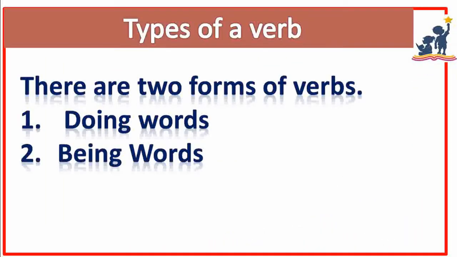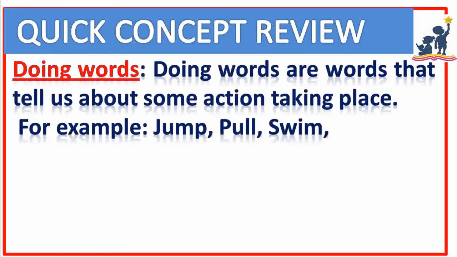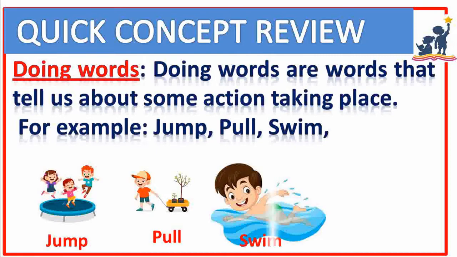Now, types of verb. There are two forms of verbs. First, doing verbs. Second, being verbs. Doing verbs. Doing verbs are verbs that tell us about some action taking place.